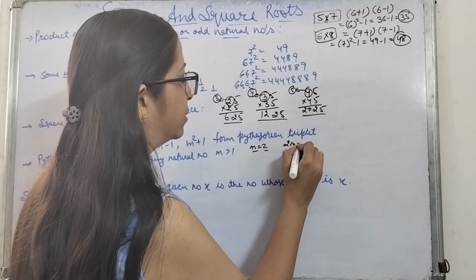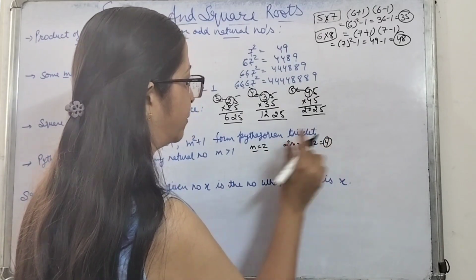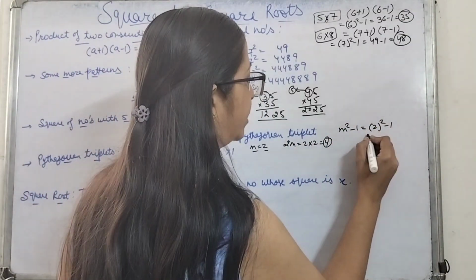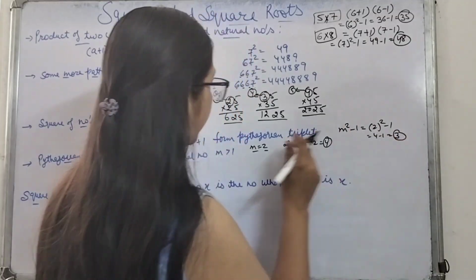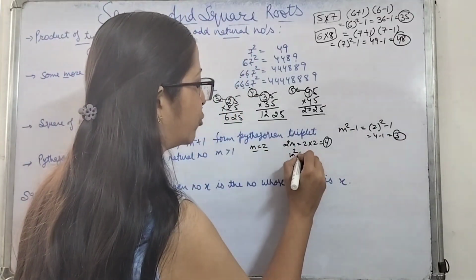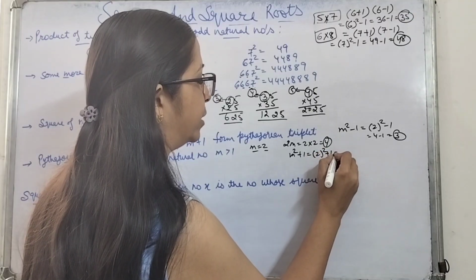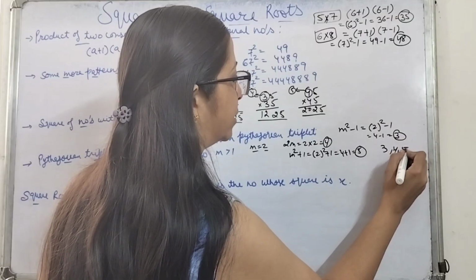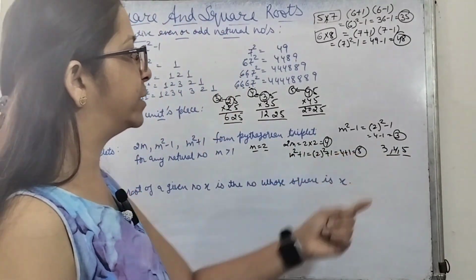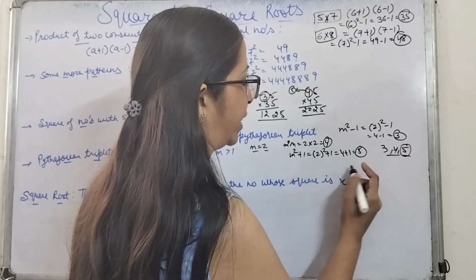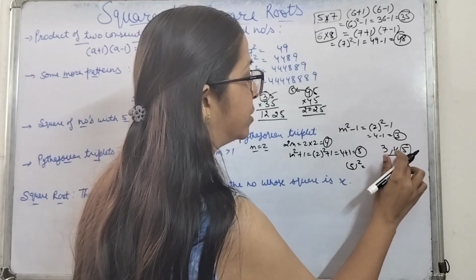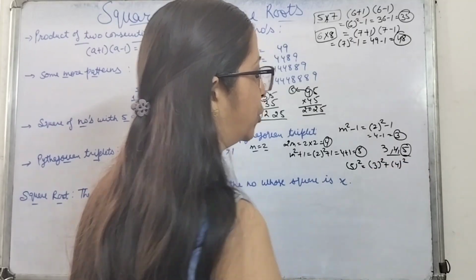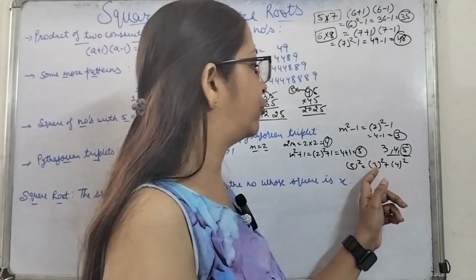Now let's see, suppose I am taking m equal to 2. Then 2m will be 2 multiplied by 2, that is 4. M square minus 1 will be square of 2 minus 1, that is 4 minus 1, that is 3. M square plus 1 will be square of 2 plus 1, that is 4 plus 1, that is 5. So 3, 4, 5 will be forming the Pythagorean triplet. What is a Pythagorean triplet? The square of the biggest number, that is 5, will be equal to the sum of squares of the rest two numbers, that is square of 3 plus square of 4.